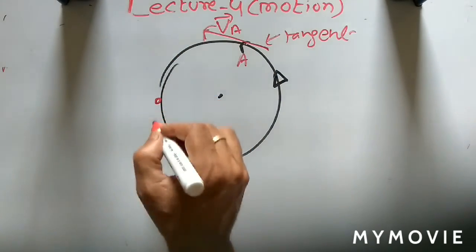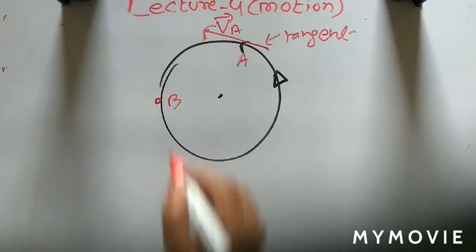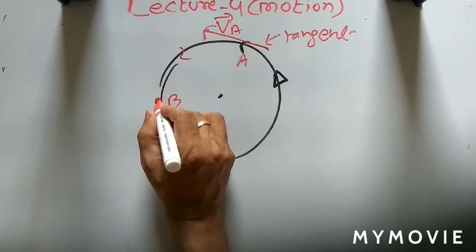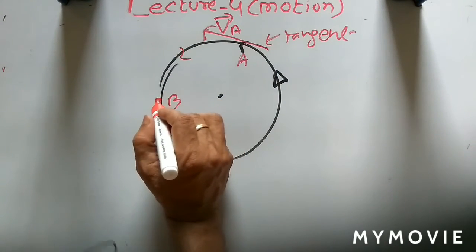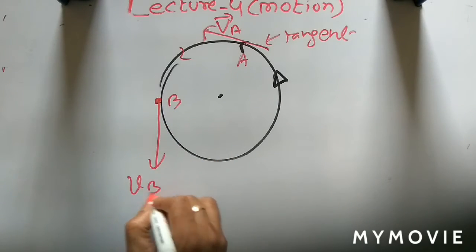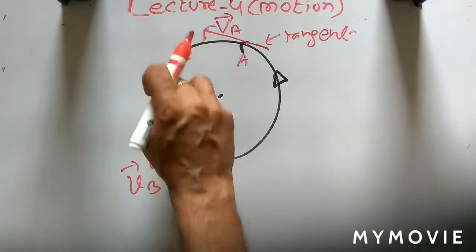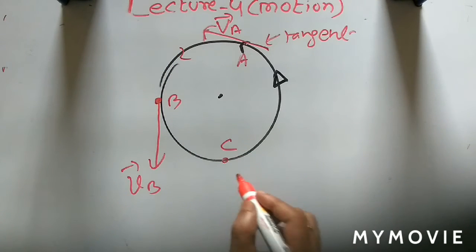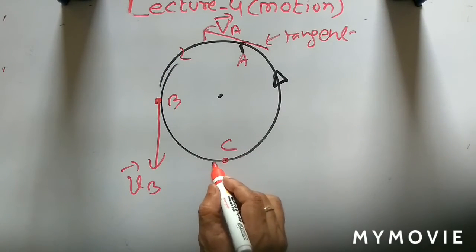Suppose the car comes to here. Let us say this is point B. The car is moving in which direction? Anti-clockwise direction. At this point, what is the direction of velocity of the car at point B? You draw a tangent. That will give the direction of velocity. So the velocity direction of the car is downward. Suppose the car comes to point C. At point C, what is the direction of velocity?